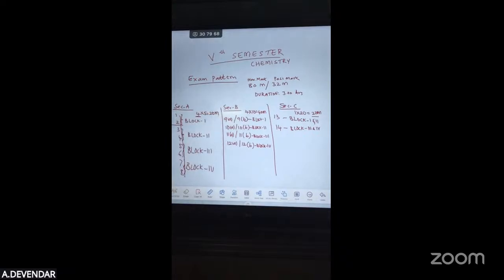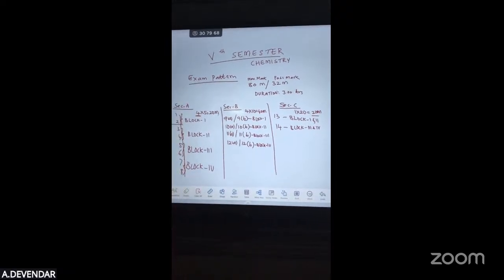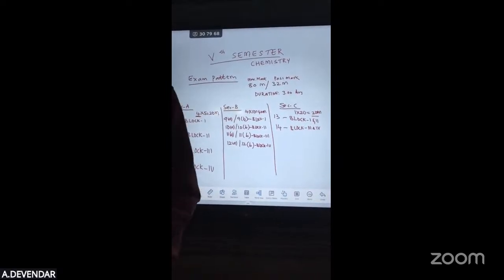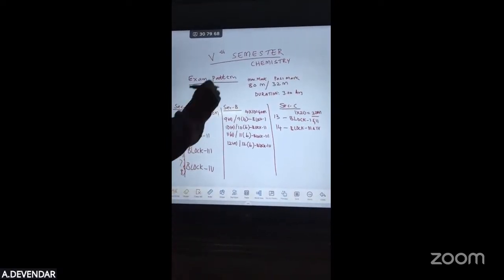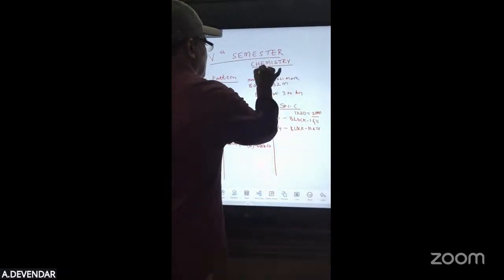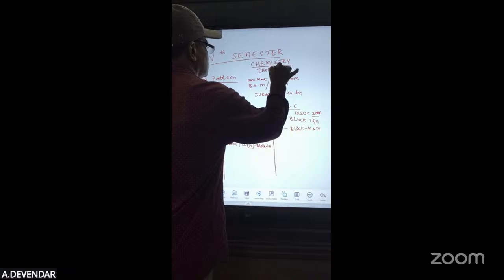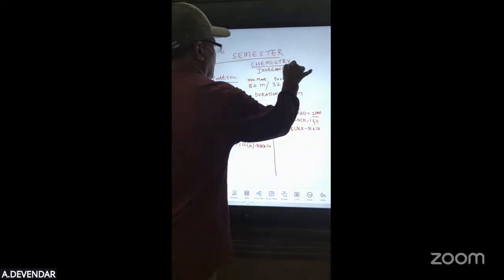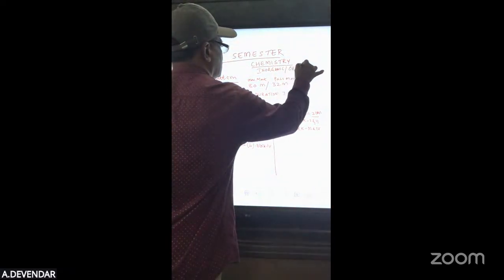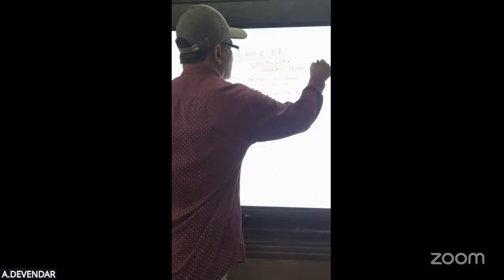Okay, so friends, here we have our core chemistry subject, and its pattern is inorganic, organic, and physical chemistry.